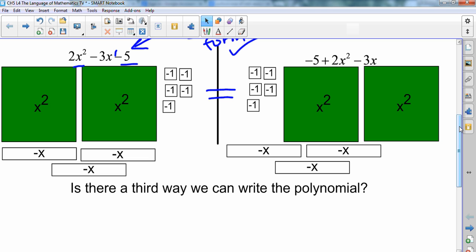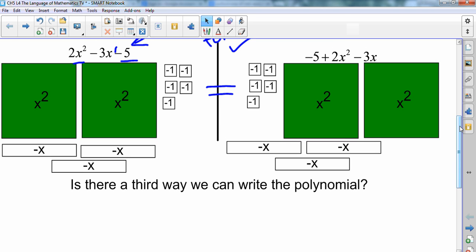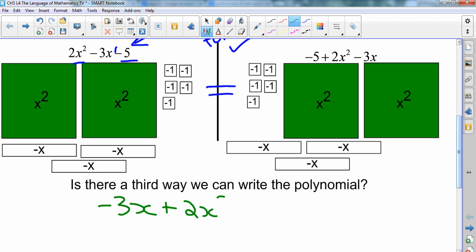And so is there a third way? Well, there are many other ways that we could write this polynomial, just by changing the order. So maybe we go negative 3x plus 2x squared minus 5, or negative 3x minus 5 plus 2x squared. Anyway, we can switch them around.